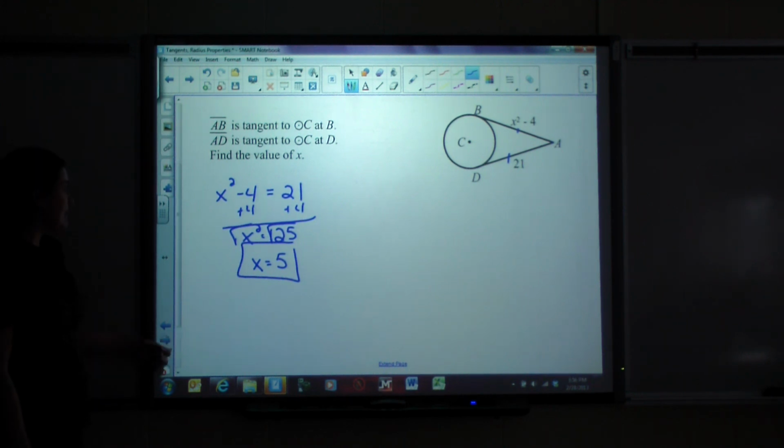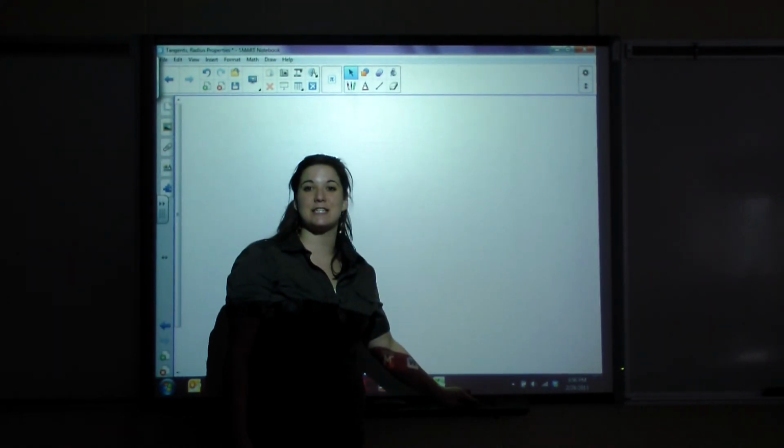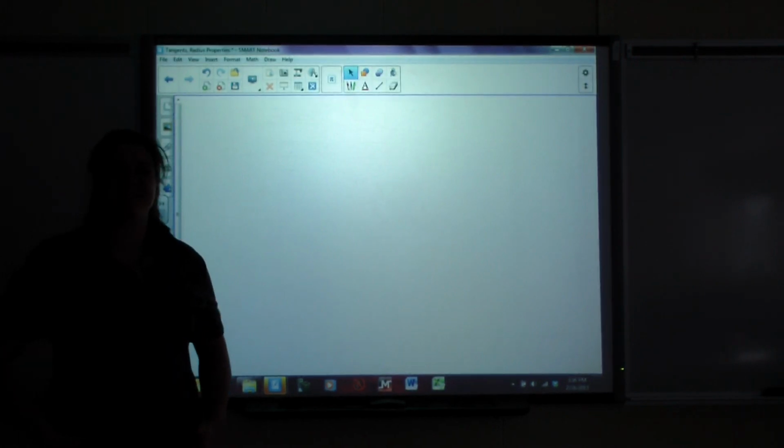Now, that is all we have for circles and their properties, including tangents and their radius. Hopefully you learned a whole lot, and we'll see you next time.